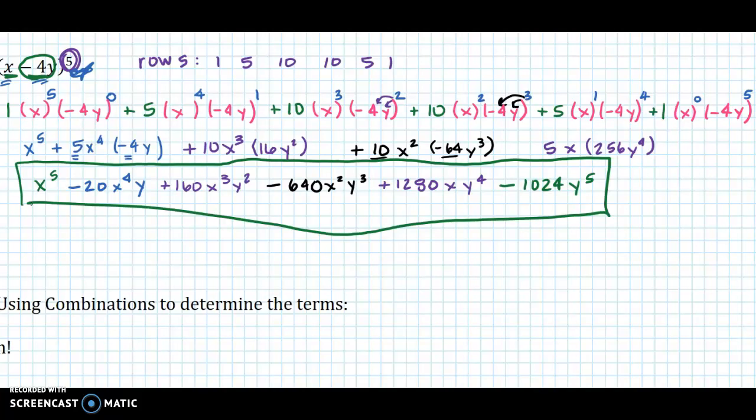Now, this rule might seem silly to know, but imagine if you had to multiply that whole thing out without using this trick. It would have taken you forever, and you probably would have messed up. So this rule is going to come in quite handy.